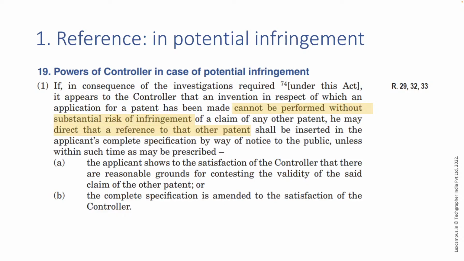So because it's only between the controller and the applicant, the controller can now say, I see there is a risk of potential infringement for your invention. So if it is granted, there could be an infringement suit against you. So I am making a reference. So the controller directs that a reference to the other patent be made. So the reference is made within the patent specification.